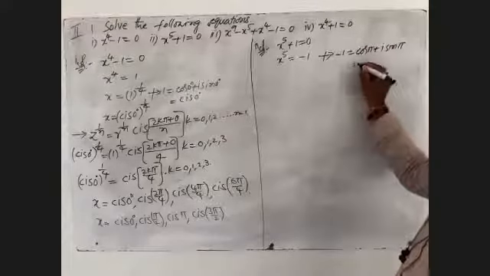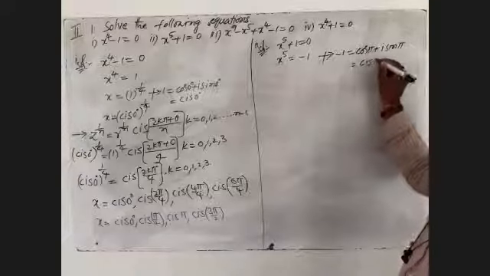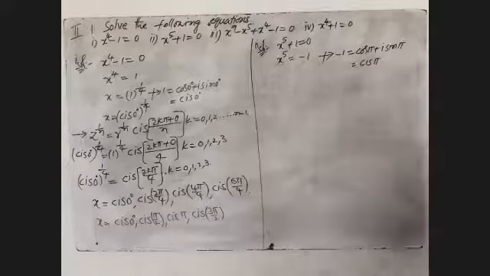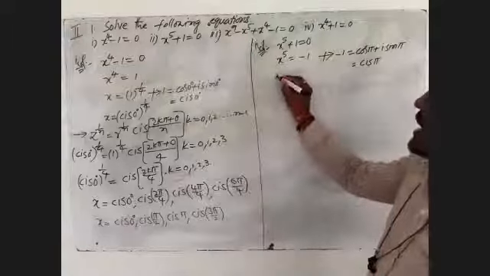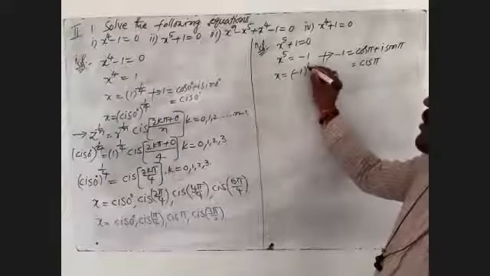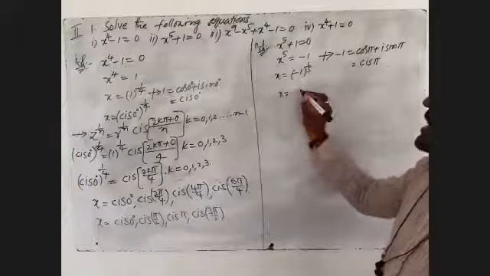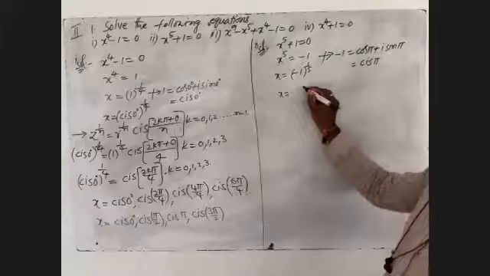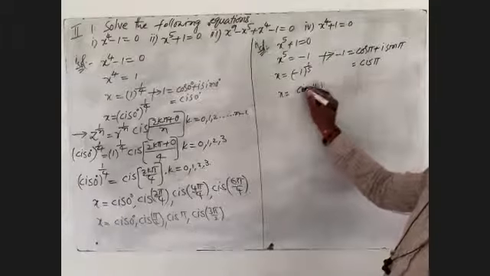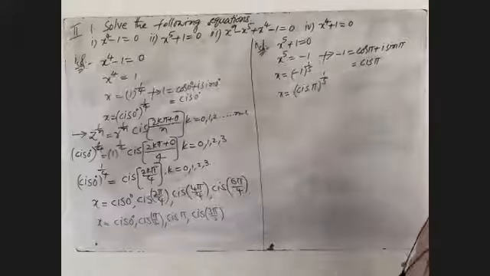Cos pi plus i sin pi is nothing but cis of pi. That means x is equal to minus 1 whole power 1 by 5, that is x equal to cis of pi whole power 1 by 5.